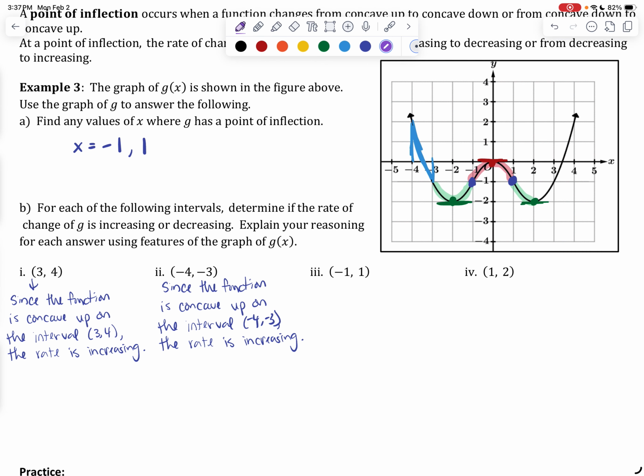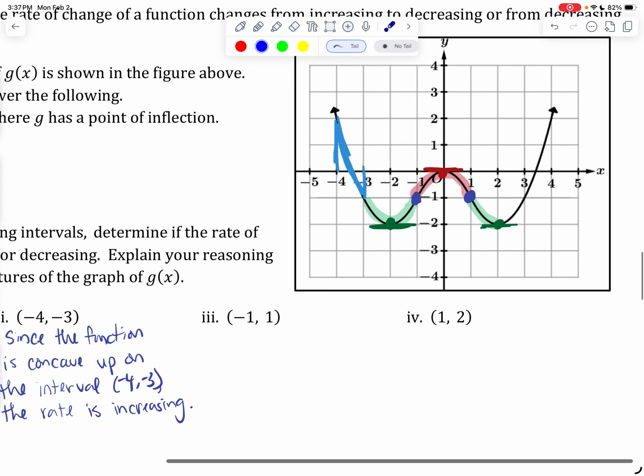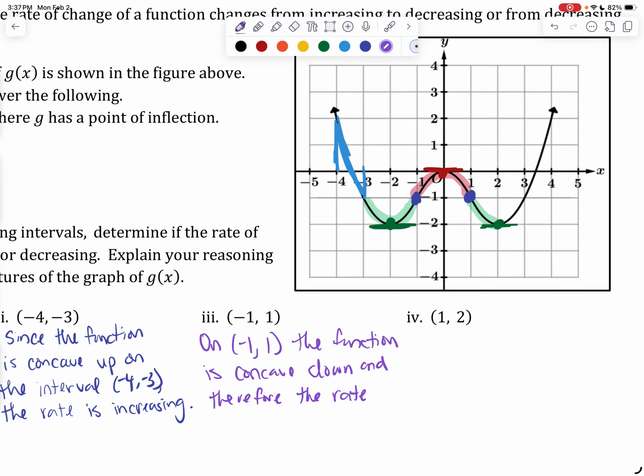All right, from -1 to 1, I see that's in the section I highlighted red. Around my relative maximum, this function is concave down. So I would say on the interval -1 to 1, the function is concave down, and therefore the rate of change, which is what we asked about, is decreasing.